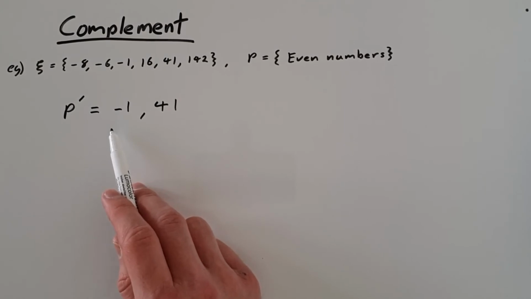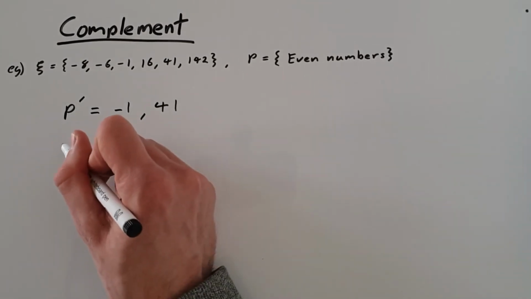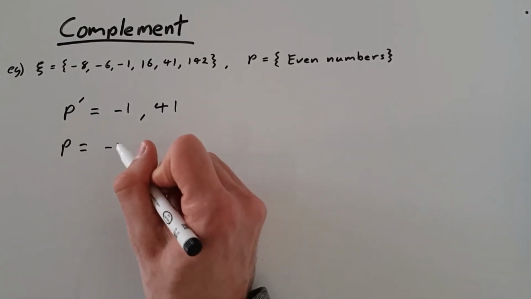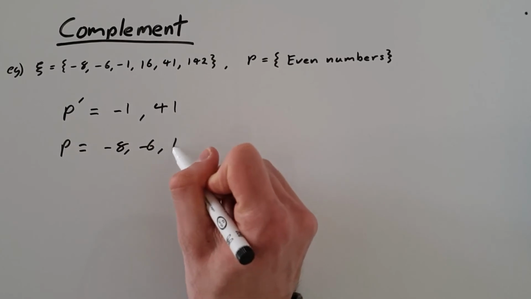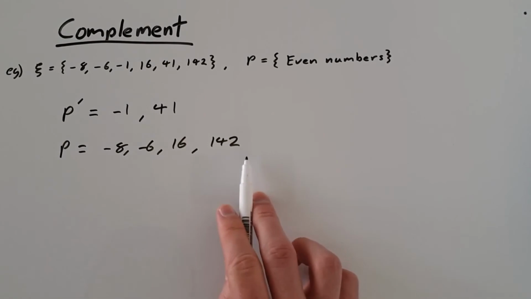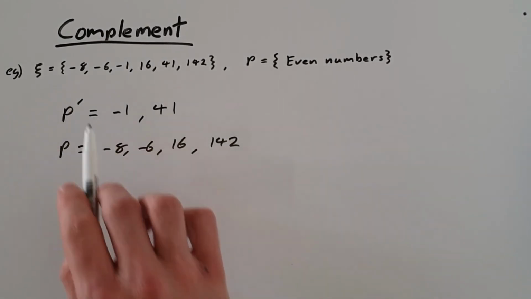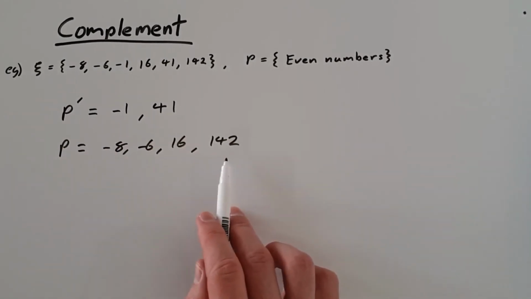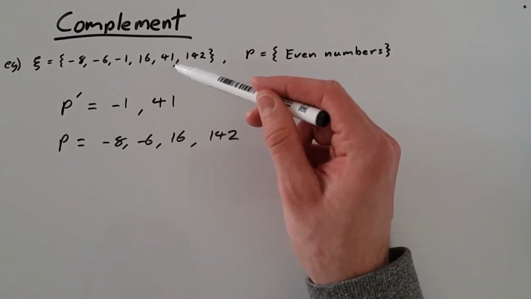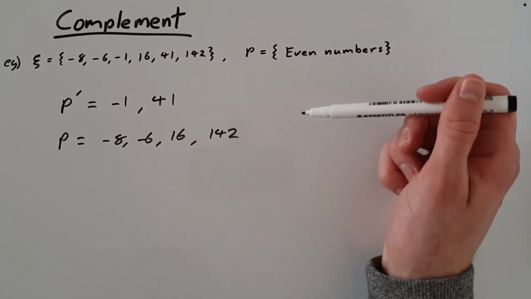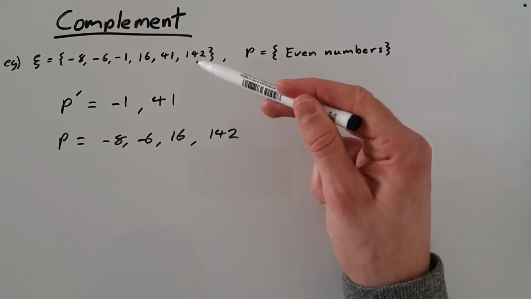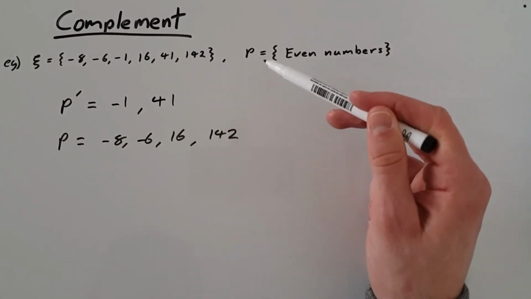A good way to check this as well is if we were to work out what P was and find out all the members of P. So it's all the even ones. So that would be minus 8, minus 6, 16, and 142. We could just do this, find out what P is, and then just pick out all the numbers that are not these, basically. So the only numbers left in the universal set are the minus 1 and the 41. Okay, and that is the complement. I hope that wasn't too difficult. It's basically just all the members of the universal set that are not in the set that we're looking at.